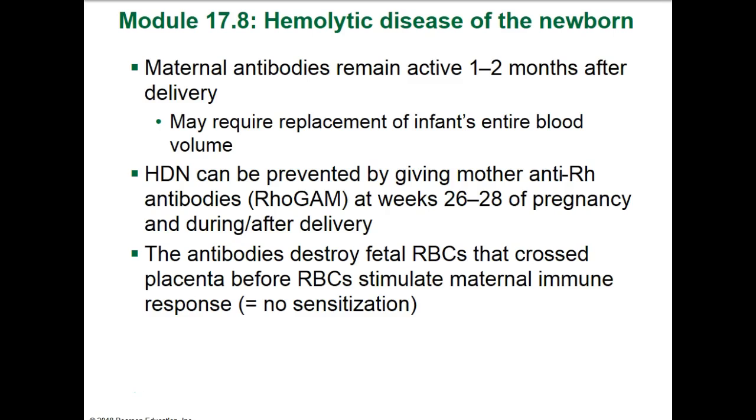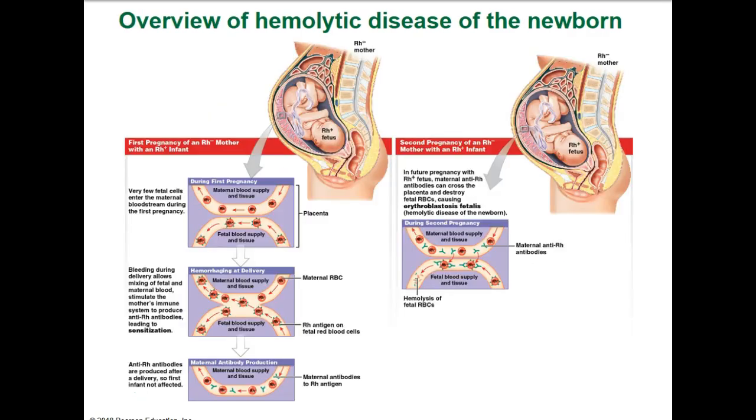So HDN can be prevented, though, by giving the mother anti-Rh antibodies, called RhoGAM, at the 26th through the 28th weeks of pregnancy and during and after delivery. And what it does, the antibodies destroy the fetal red blood cells that cross the placenta before they stimulate the mother's immune response. And then she won't be sensitized. And that's shown here in the diagram.